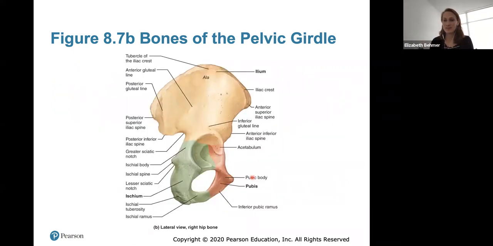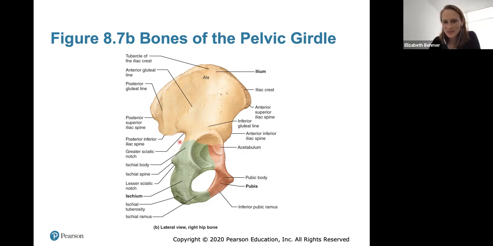And this is a great picture showing the 3 bones of the pelvic girdle, how they all come together and fuse in this acetabulum region, which is the location where the head of the femur will sit in the ball and socket joint. So here is the ilium bone, the upper half of the pelvic girdle. Here's the ischium bone, the bottom back half. Here's the ischial tuberosity, which is what you're sitting on. Here's the pubis that makes the anterior lower half of that pelvic bone.